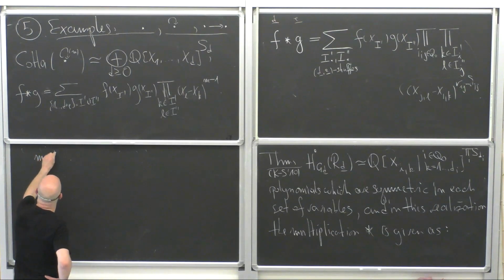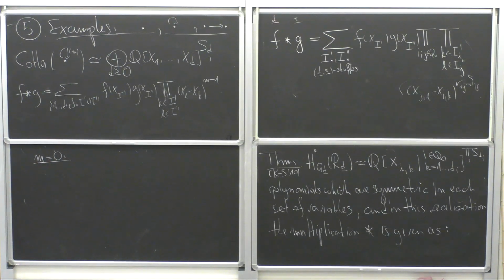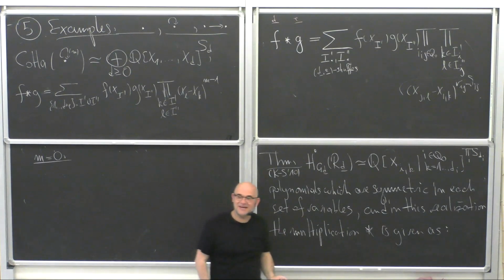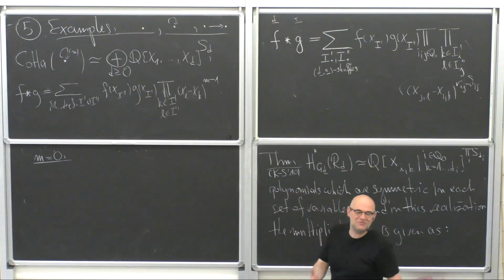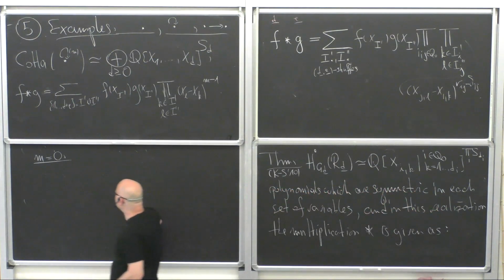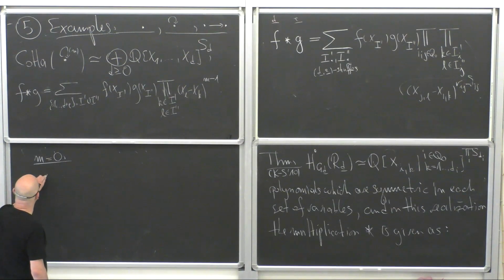Let's start with the first example, m equals 0. This is already interesting because in this case, m equals 0, we are producing a proper denominator here. And we really want to see how this denominator will vanish. So let's work out a particular example. Let's say just a very particular example.